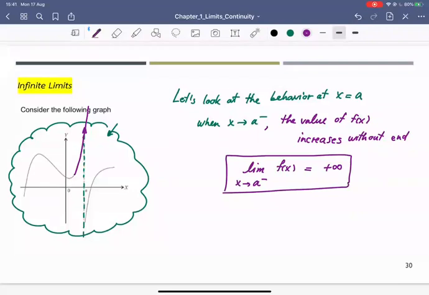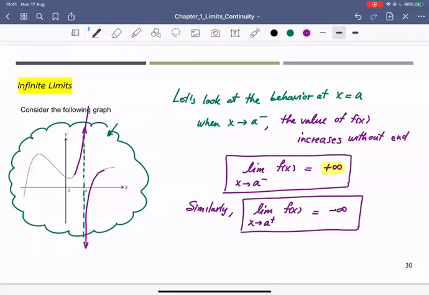So it is possible that when you compute a limit, your answer is going to be plus infinity. Similarly, if you look at the behavior on the right hand side of a, you're going to see that the graph just goes down without end. So the limit of f(x) when x goes to a from the right is negative infinity. So it is possible that the answer when you compute a limit is plus or minus infinity.